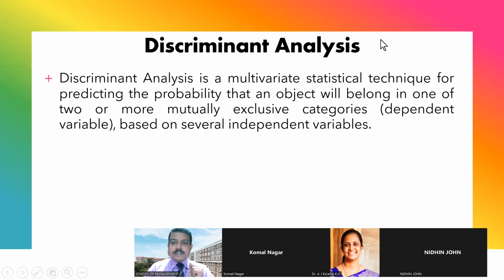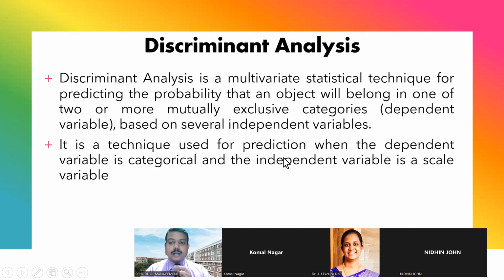Discriminant analysis is a multivariate statistical technique. We have univariate techniques, we have bivariate techniques, and this comes under multivariate techniques. Say we have multiple regression, MANOVA, discriminant analysis, cluster analysis. All these come under multivariate statistical techniques. It is used for predicting the probability that an object will belong in one of two or more mutually exclusive categories. The dependent variable in discriminant analysis is generally categorical in nature, and the independent variables are scale variables.